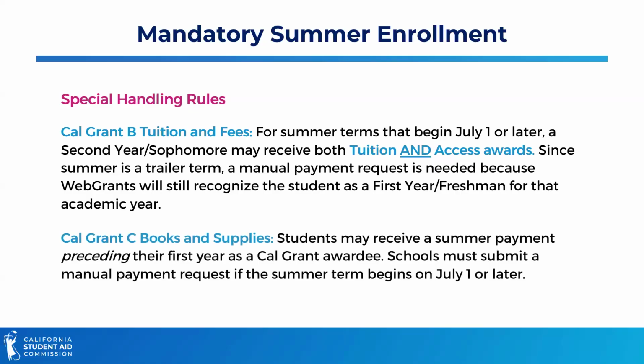And then for Cal Grant C books and supplies for our community colleges and our trade schools, just note that students can receive a summer payment preceding their first year as a Cal Grant awardee. This is also a manual payment process because WebGrants treats it as a trailer. So if your school has a term that begins July 1st or later, and you want to pay a student that is now Cal Grant eligible, just contact CSAC school support and we can assist you with that.